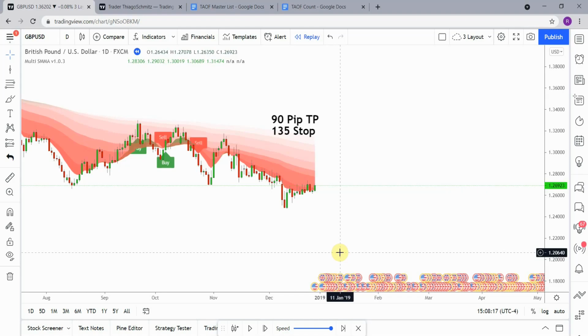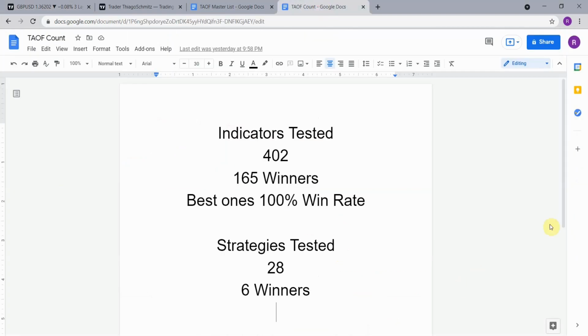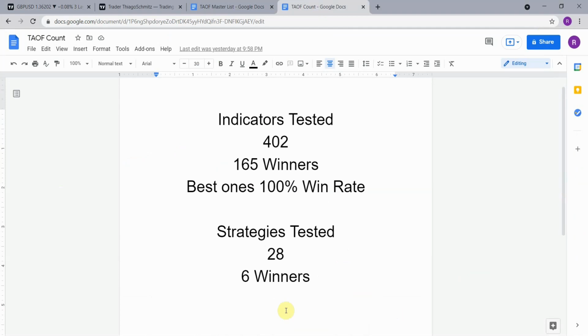Alright, as I said, today we will be testing the multi-smoothed moving average. Before we do though, I wanted to put the testing scoreboard up for everyone to see. So to date, we have tested a total of 28 different strategies, with 6 of them being winners. We have also tested a total of 402 indicators, with a total of 165 winners, which means that they have met or exceeded the 60% win-loss ratio threshold that we have set for them. The best ones so far were able to achieve a 100% win rate.